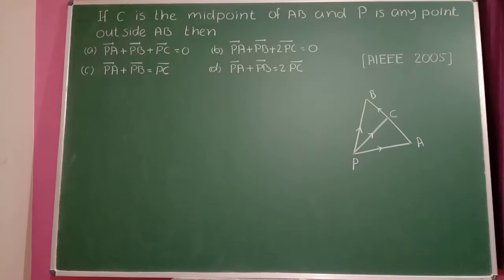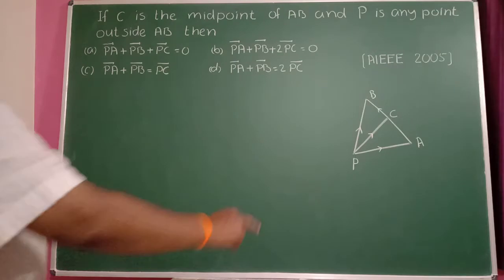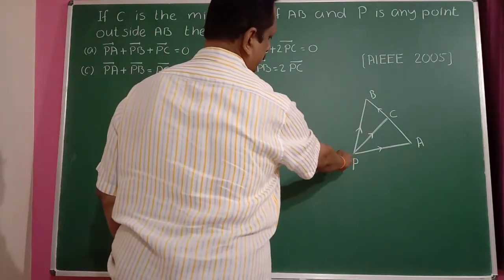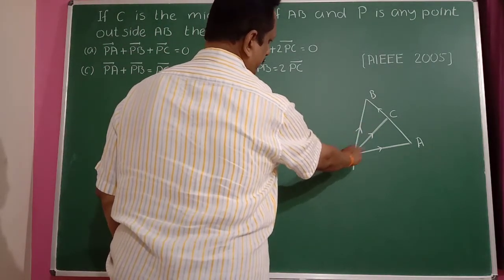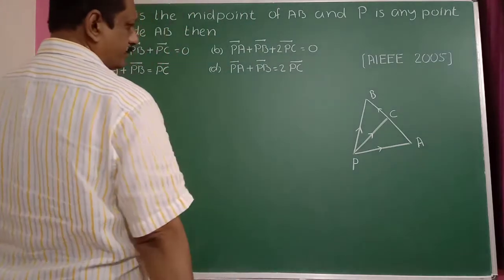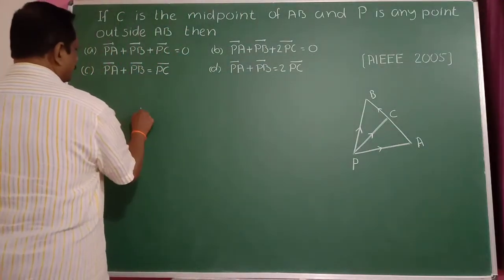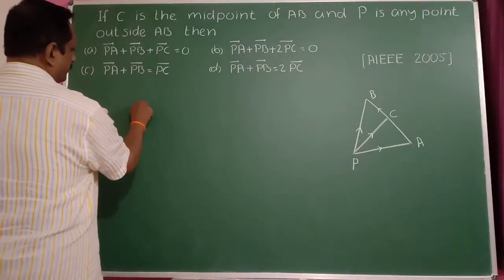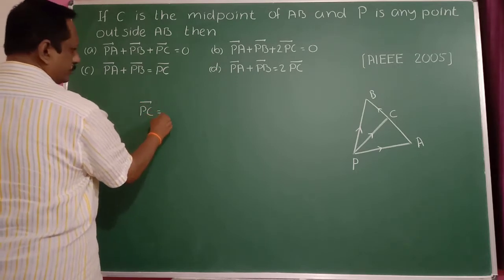So C is the midpoint of AB and P is any point outside AB, then four options are there. Therefore, C is the midpoint here, P is outside the point AB.